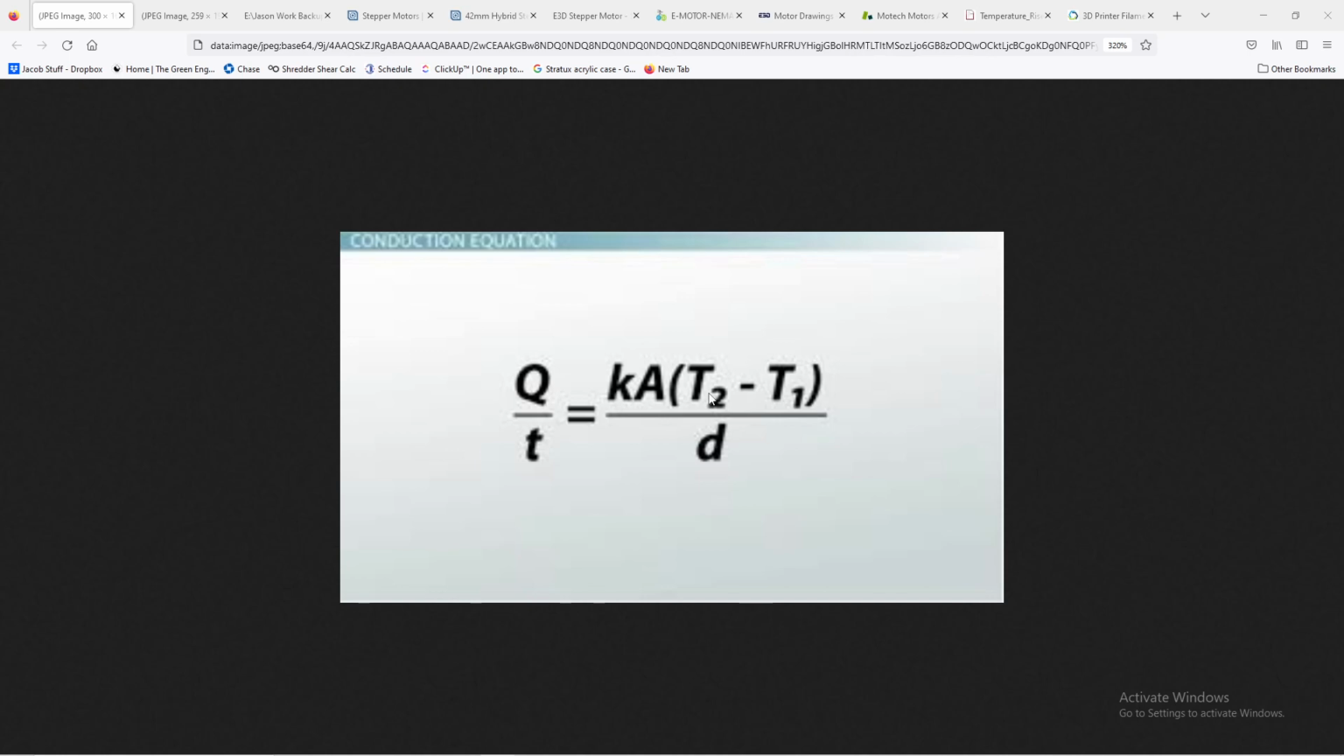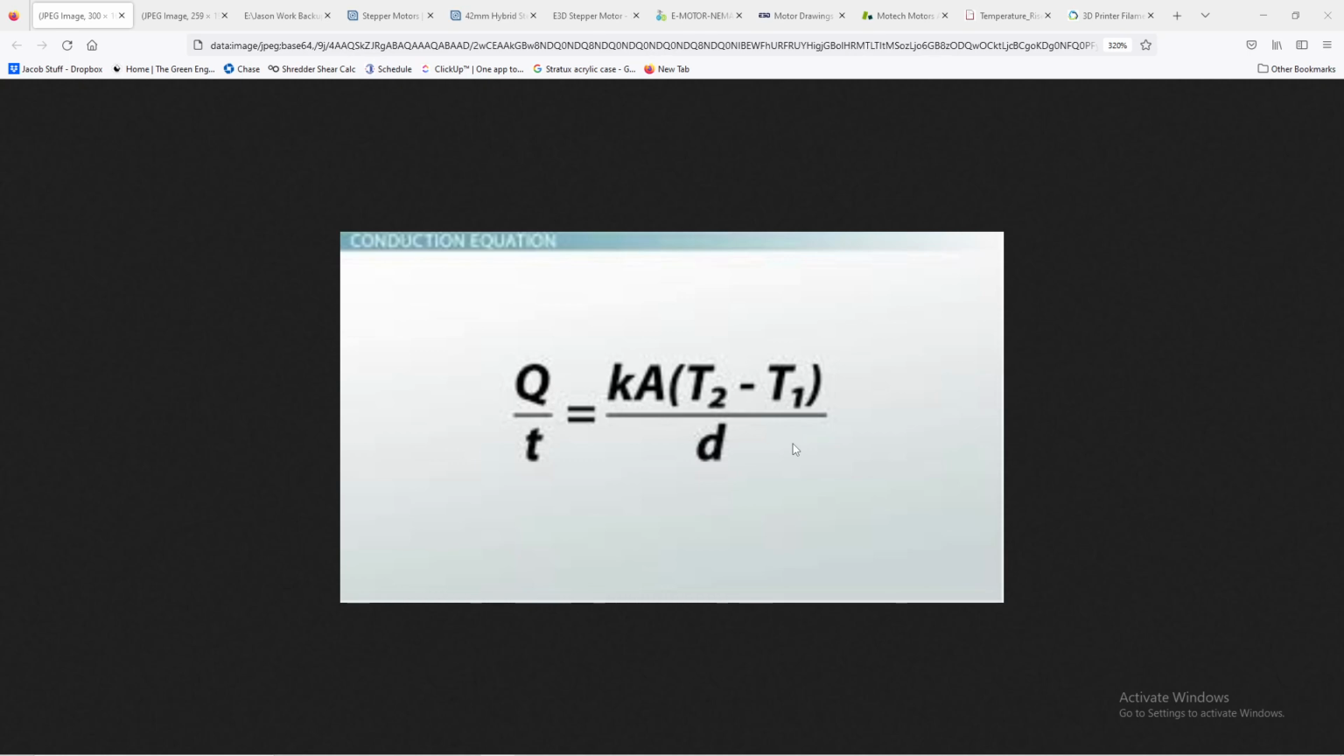If your environment is 30 Celsius, then you would put that here, and your part would be printing. And then this is the extrusion temperature. The extrusion temperature could be like 180 centigrade. So you have 180 centigrade over here, and then you have 30 here. 180 is larger than 30, so this is going to be a negative number. And then distance is basically the thickness of the material.